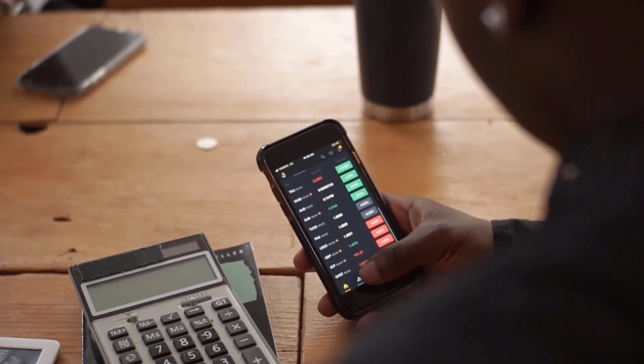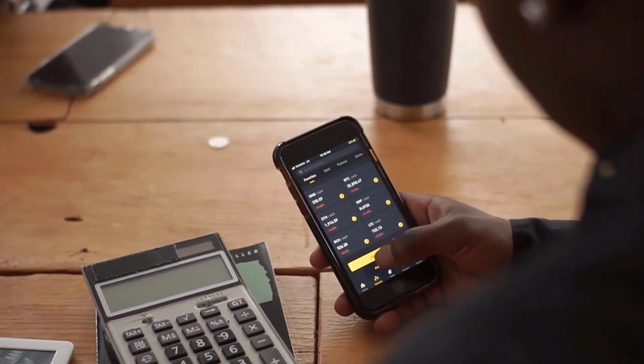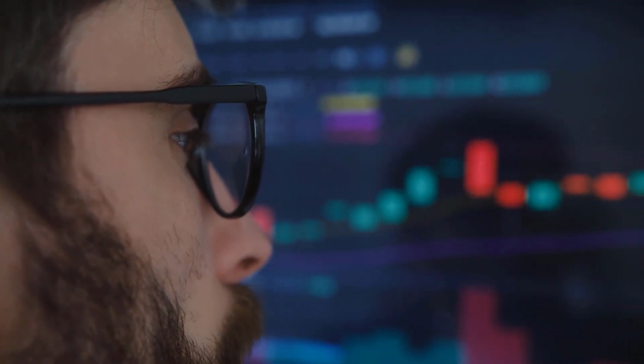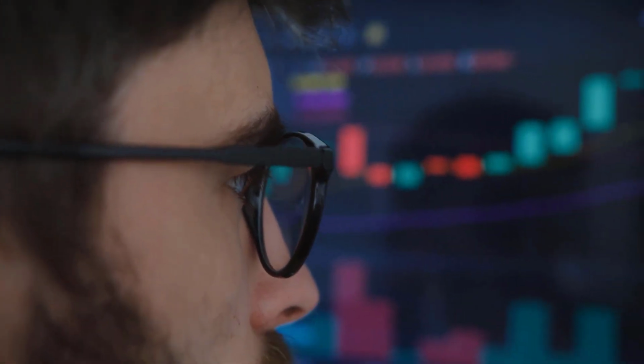Uniswap price prediction for January 2024. Opening price at $4.18. Maximum price $4.70. Minimum price $4.08. The average for the month $4.34. Uniswap price forecast at the month's end $4.39. Change for January 5.0%.